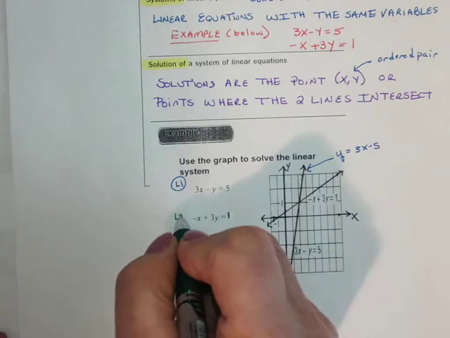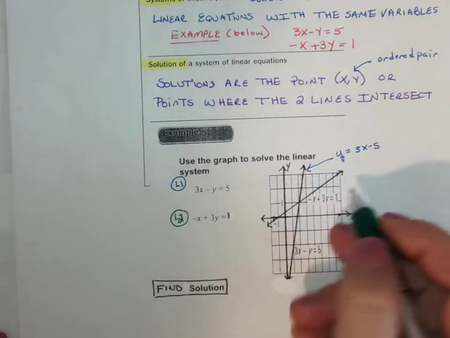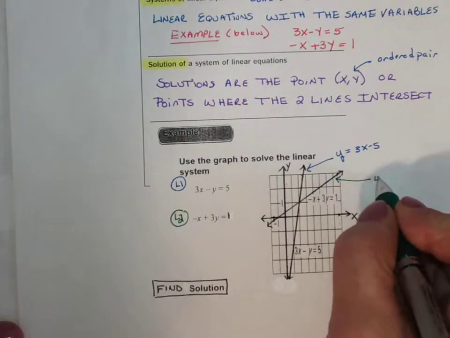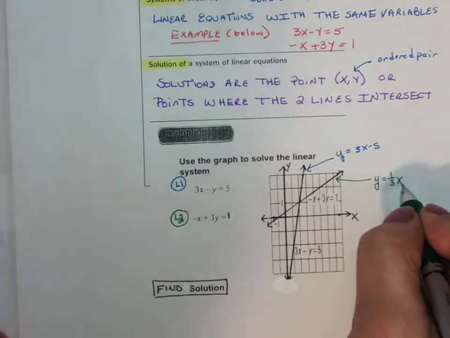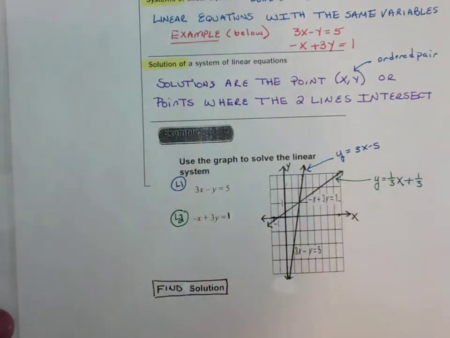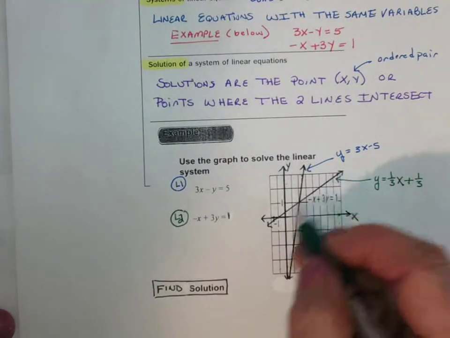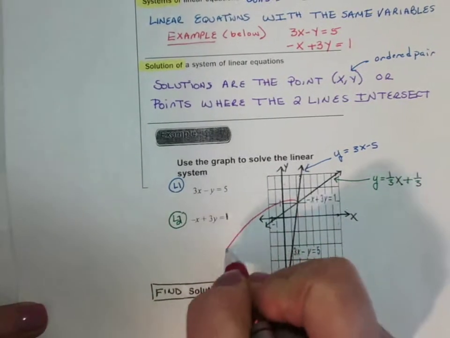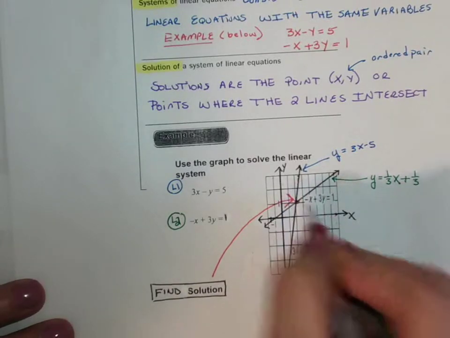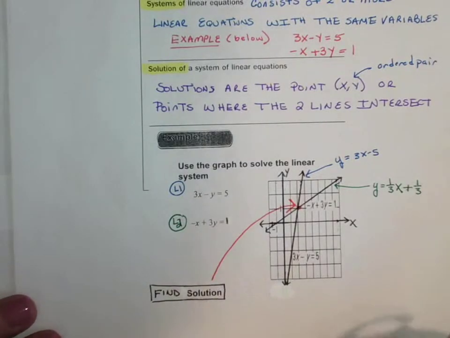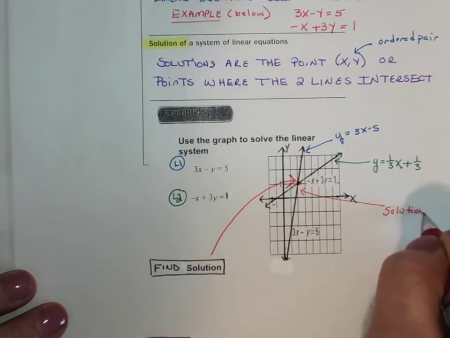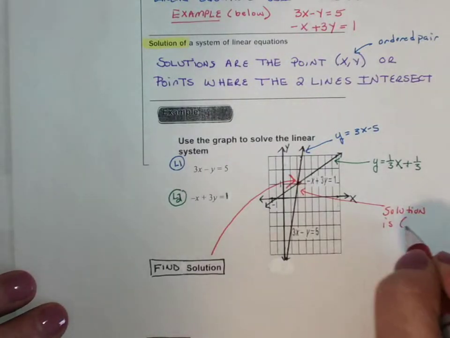This is line 2. And this right here is the graph of line 2, and if we were to put that into y equals mx plus b, we would get y equals 1/3 x plus 1/3. It would be an ugly line to graph, but this is just for an example. So now the question is, you want to find the solution. The solution is right there where the two lines intersect. The solution is the ordered pair (2, 1).